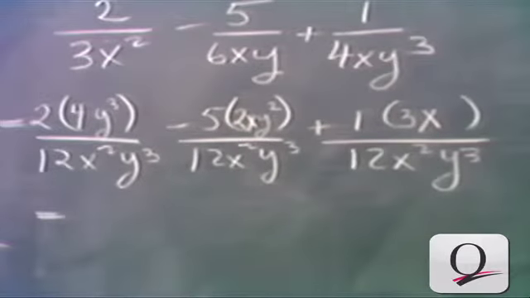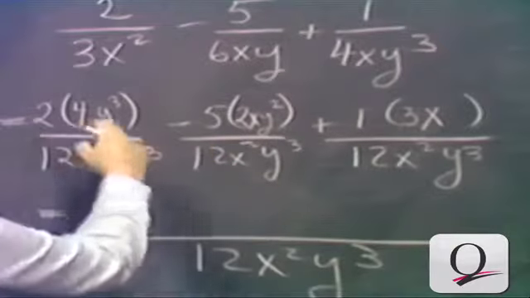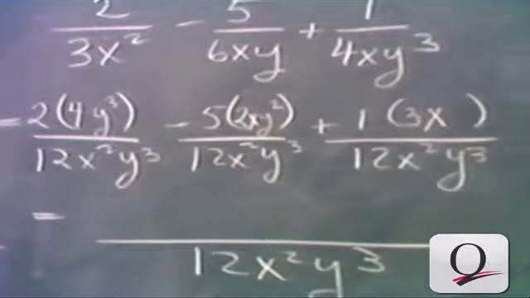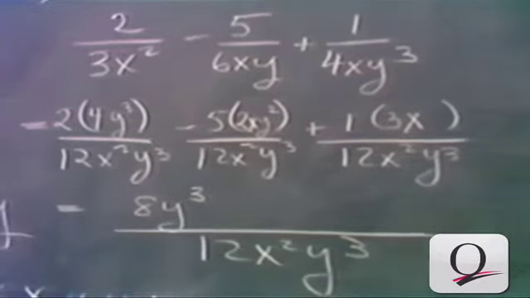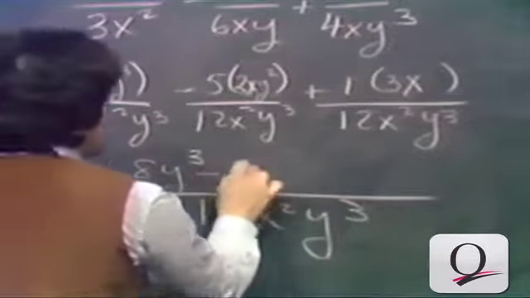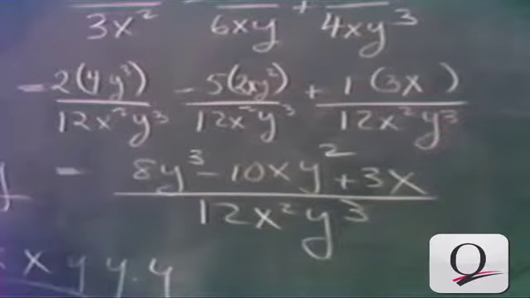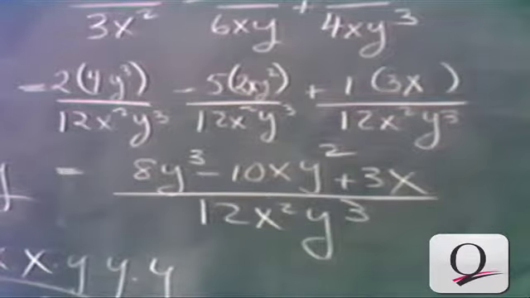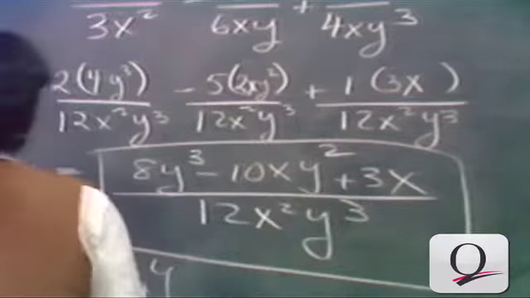Let's see what we have. We're going to combine these numerators over the common denominator, which is 12x squared y cubed. I'm doing the combining and the simplifying of these individual terms all in one. 2 times 4y cubed, that's 8y cubed, minus 5 times 2xy squared, that's minus 10xy squared, plus 1 times 3x is plus 3x, giving us 8y cubed minus 10xy squared plus 3x over 12x squared y cubed for our final answer.